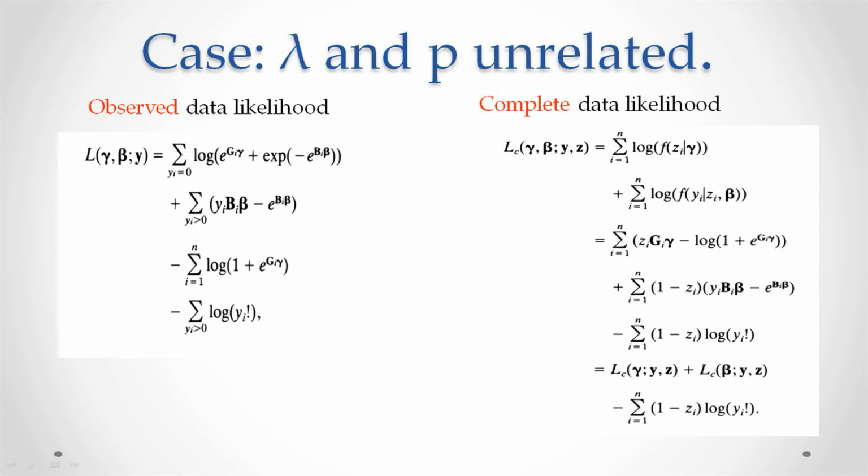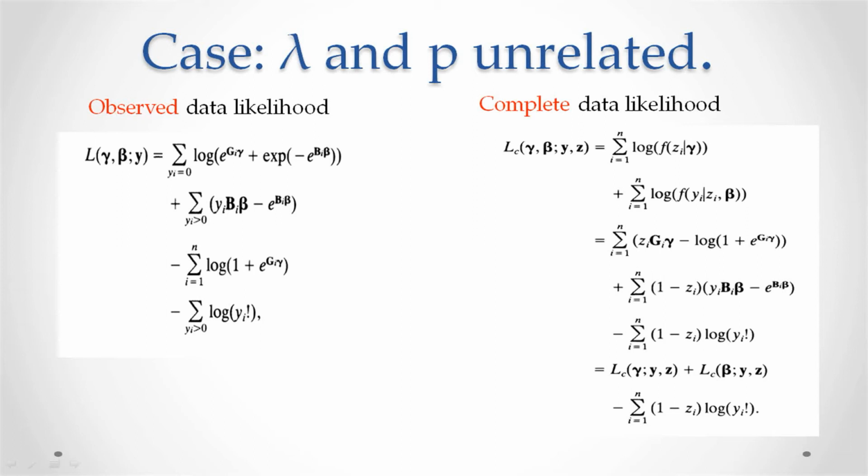First, let us look at the case when lambda and P are not related, that is not functionally related. The observed data likelihood is as given in the left panel on this slide. The sum of exponentials in the first term makes direct maximization of this expression difficult.